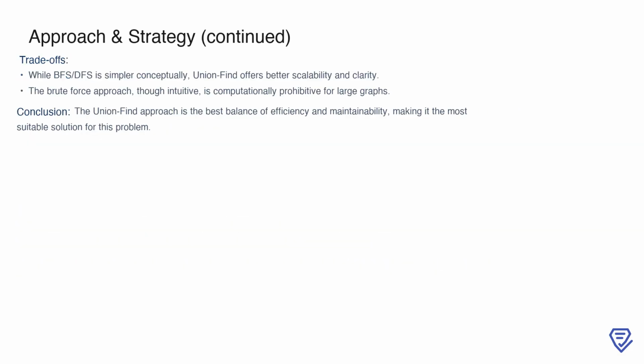Each approach comes with its own trade-offs. While BFS and DFS are conceptually straightforward, they lack the scalability and structure provided by union find. On the other hand, the brute force approach, though intuitive, is computationally prohibitive for large graphs due to its extensive calculations. Ultimately, the union find approach strikes the best balance between efficiency and maintainability, making it the most suitable solution for minimizing malware spread. By leveraging its systematic handling of connected components and avoiding redundant computations, we achieve a method that is both practical and scalable, ensuring a robust solution to this challenging problem.